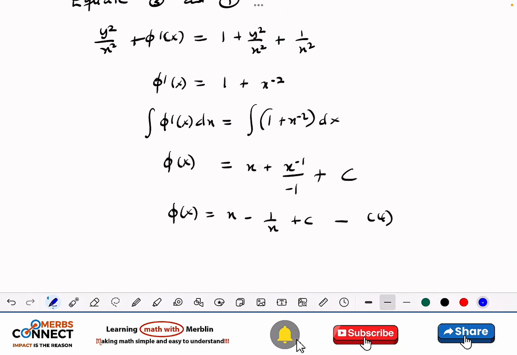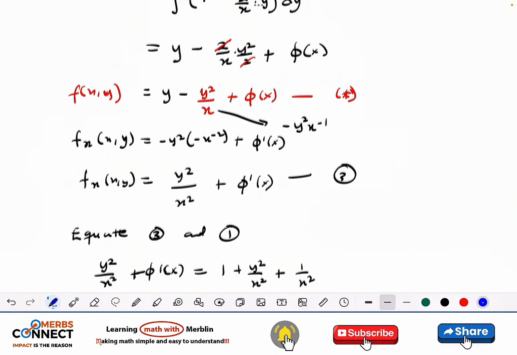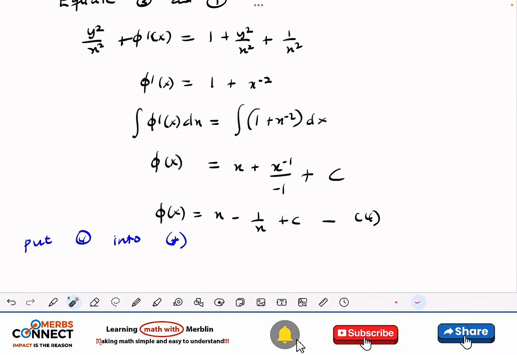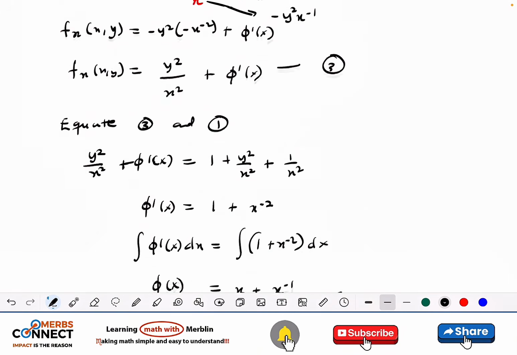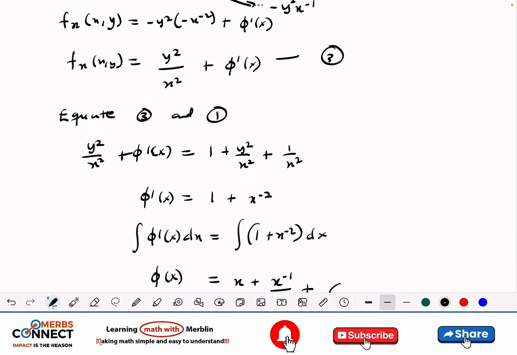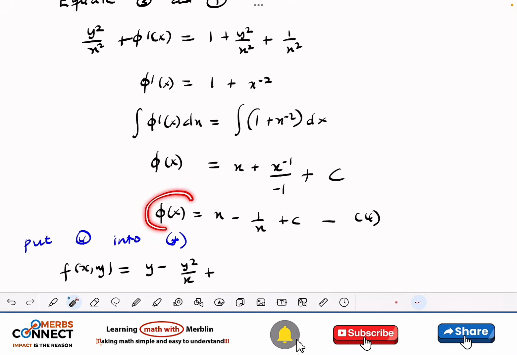So the special thing to do here is put equation 4 into our special equation, which is equation star. So what is equation star? Equation star is this guy. So let's just put it inside and see what we are going to get. So we are going to have f of x y to be equal to y minus y squared over x, plus this, and this is this, plus x minus 1 over x plus, okay, let me make this one c1.